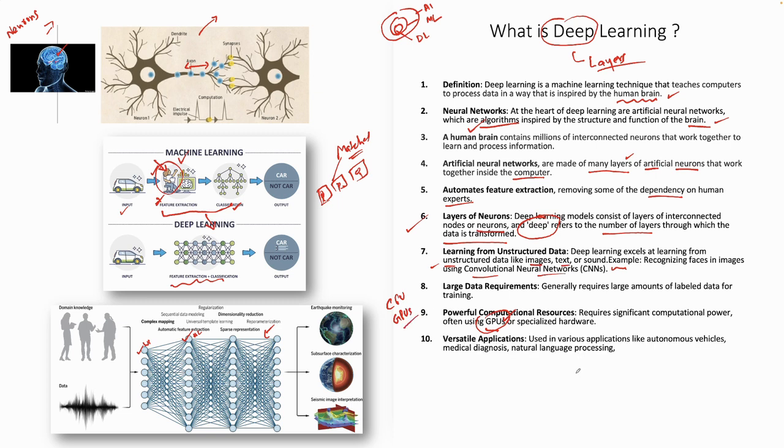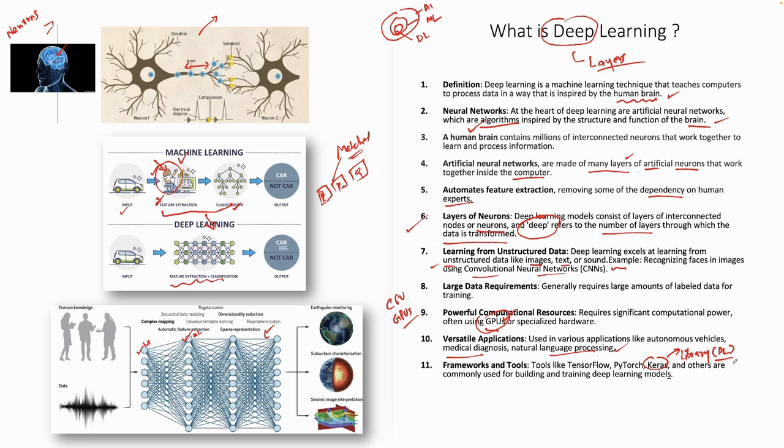And yes, it can be used in versatile applications, like autonomous vehicles, self-driving cars, medical diagnosis, and NLP, or natural language processing. Pretty self-explanatory. And very important, there are tools and frameworks that you need to be aware of for deep learning: TensorFlow, PyTorch, and Keras. Keras is a deep learning library for Python, which is used for building and training deep learning models. And don't worry, we'll have an exciting demo using the Keras library as part of the upcoming lectures.